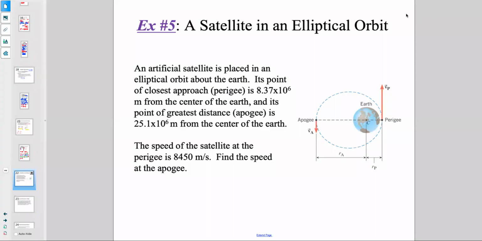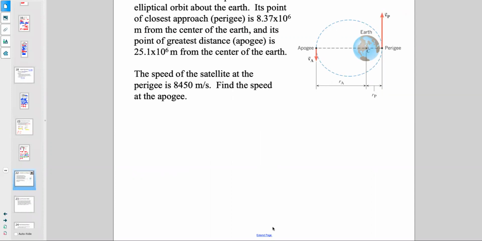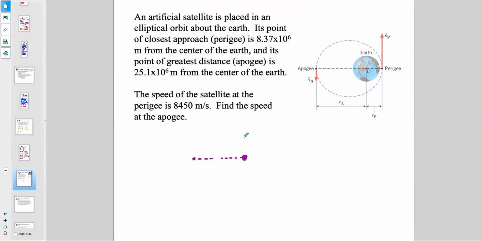Now let's take a look at this problem, a satellite in an elliptical orbit. An artificial satellite is placed in an elliptical orbit about the Earth. Its point of closest approach is 8.37 times 10 to the 6 meters away from the center of the Earth. In other words, this is the axis of rotation, and this object, which is a satellite, is 8.37 times 10 to the 6 meters away when it is closest to Earth.